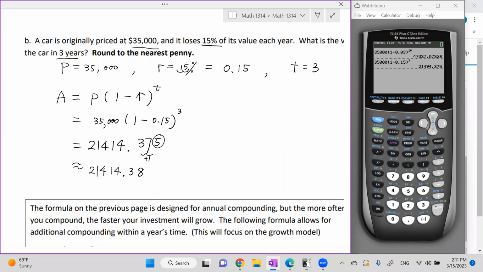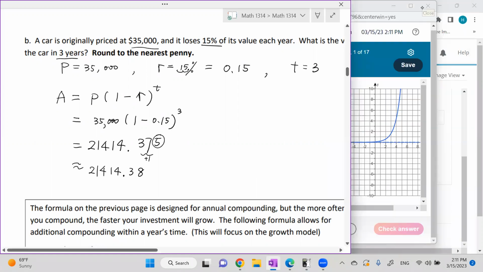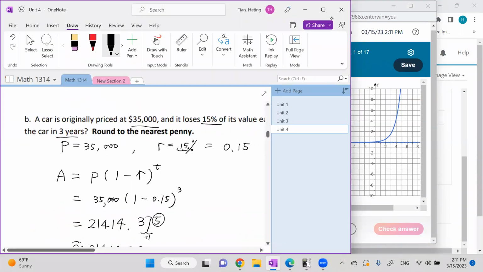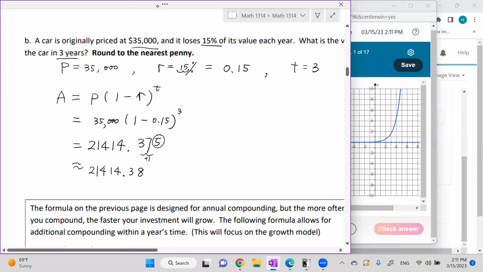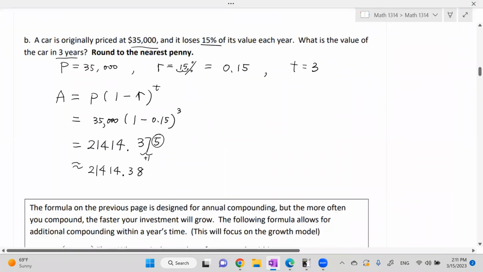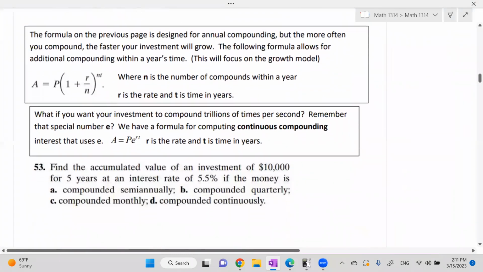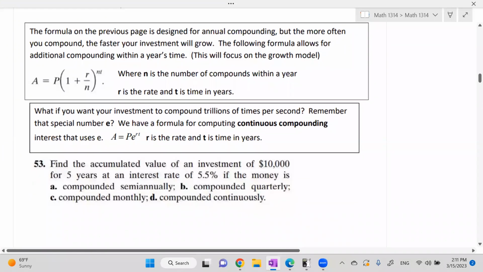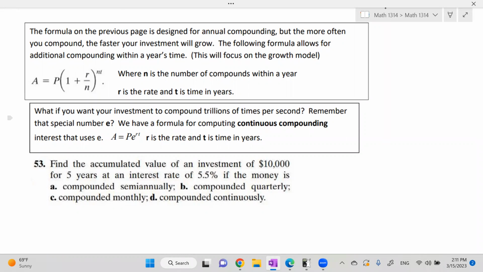All right, let's see the next part. Minimize the calculator. Okay. All right, coming back. The formula on the previous page is designed for annual compounding, but the more often you compound, the faster your investment will grow. The following formula is for additional compounding within a year's time.